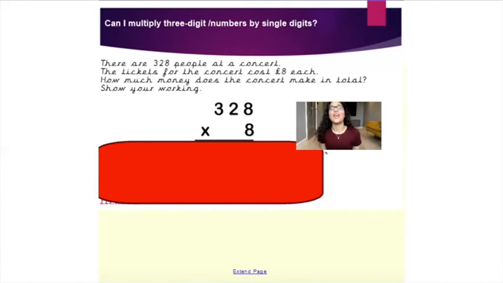Next question. There are 328 people at a concert. The tickets for the concert cost £8 each. How much money does the concert make in total? Show your working out. So 328 people at a concert and they all pay £8 each. It's like you paying for Mufti Day. You all pay at least £1 each. So how much do we have all together then for this concert? I'd like for you to pause this video, have a go at answering this question, and when you unpause, you can see the answer. And here we are.